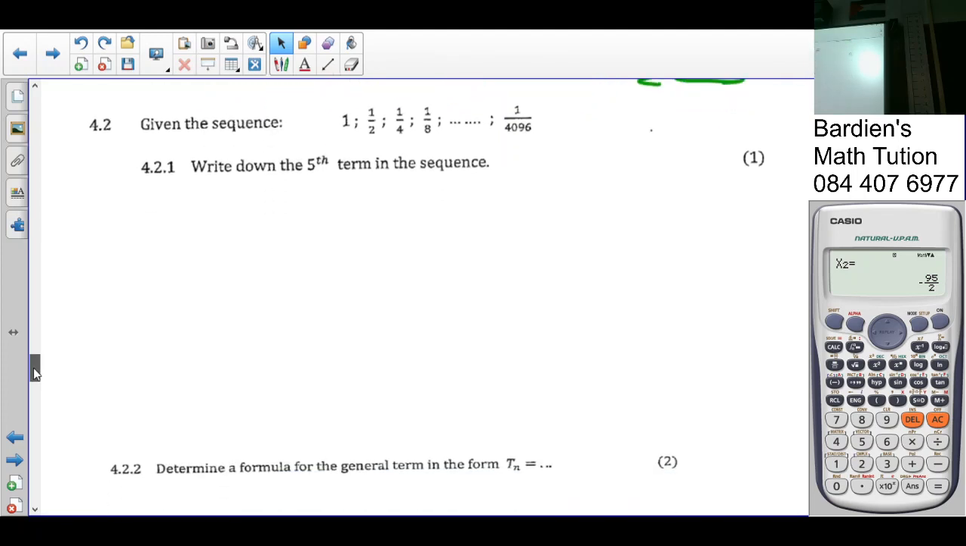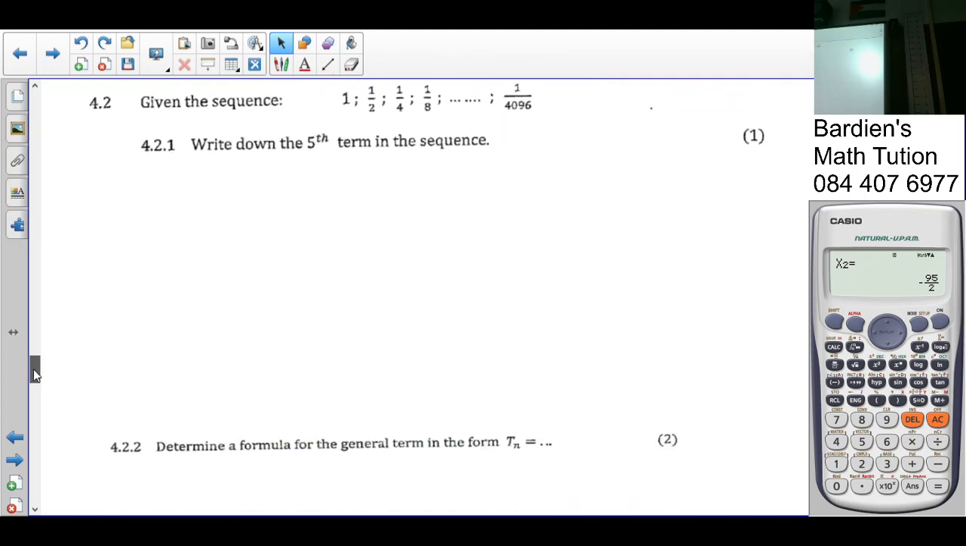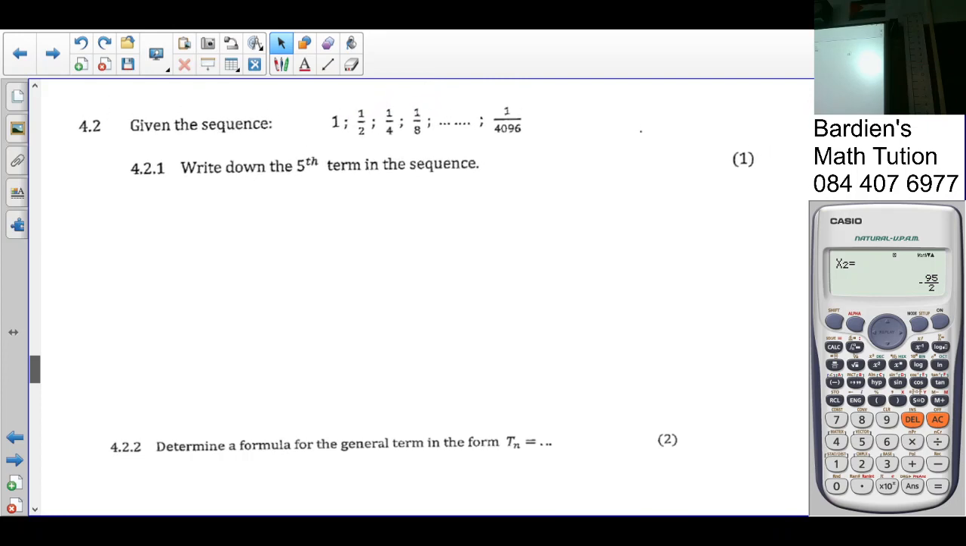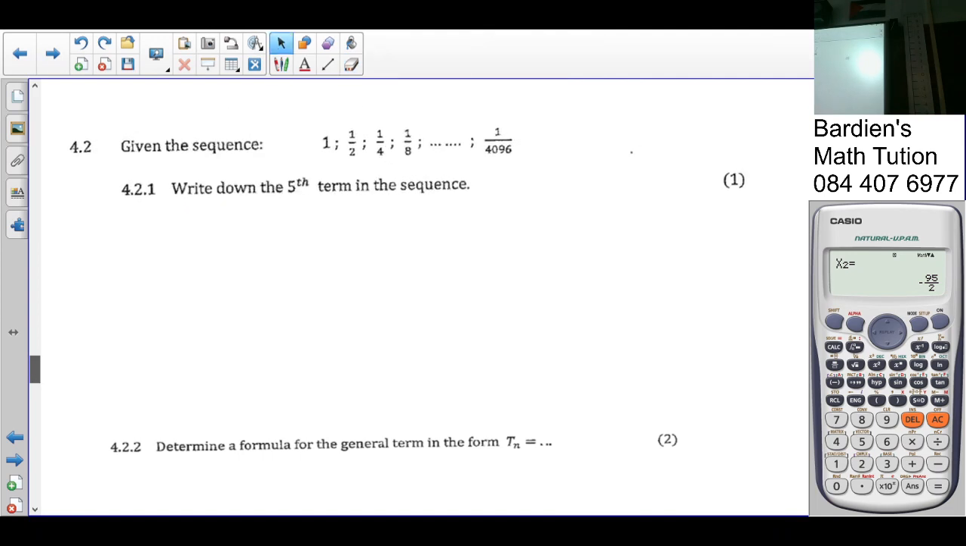In 4.2.1, write down the 5th term of the sequence. How do I move from one term to the next in the sequence? How do I move from there to there? You divide by 2. Or we can say we are multiplying it by r.